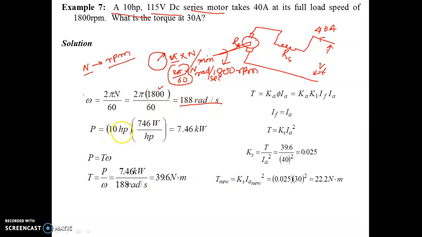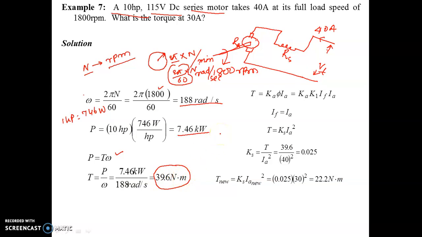Now power is given as 10 HP. Converting it into kilowatt, we have to multiply by 746. 1 HP equals 746 watt, so 10 HP is 7460 watt. Dividing by 1000, it equals 7.46 kilowatt. Now power equals torque multiplied by angular speed, so torque equals power divided by angular speed. Power is known, angular speed is known, so the torque value will be 39.6 Newton meter.